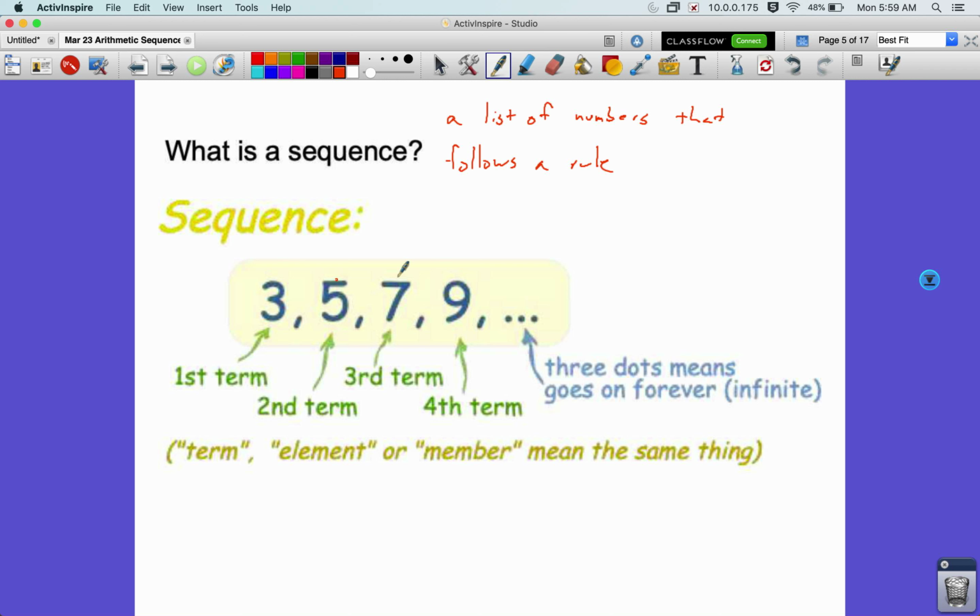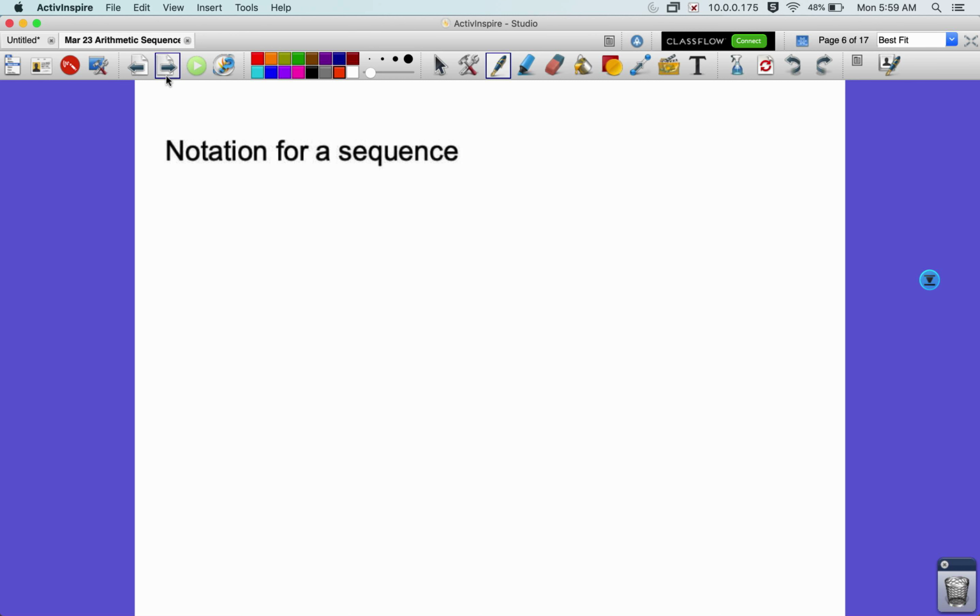And each term, element, or member in that sequence gets identified by its position. So the very first number is the first term, then the second term, then the third term. Just have that definition written down.